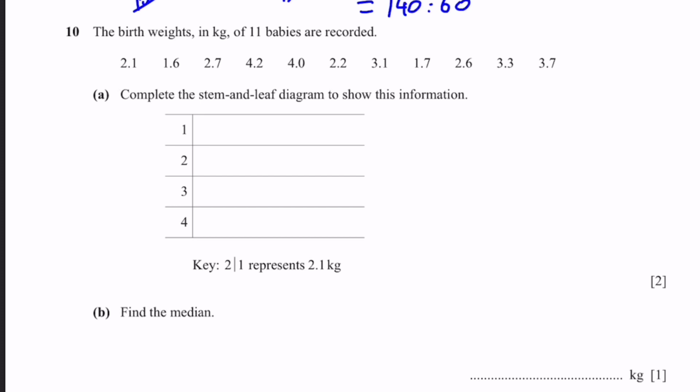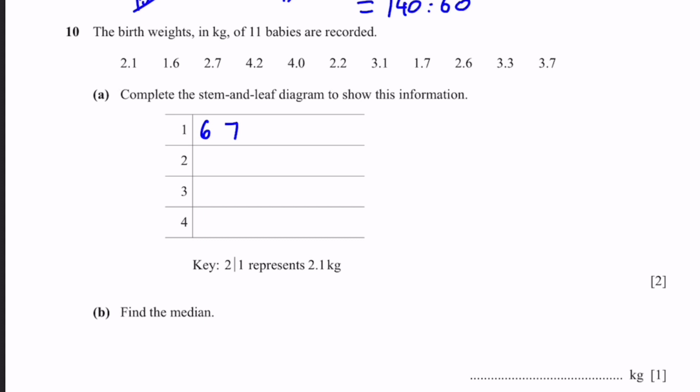Question 10. The birth weights in kg of 11 babies are recorded. A. Complete the stem and leaf diagram to show this information. We need to read the key. 2|1 represents 2.1 kg. So first let's find out how many numbers start with number 1. We have 1.2, 1.6 and 1.7. We have to write it in ascending order, so it's like this.